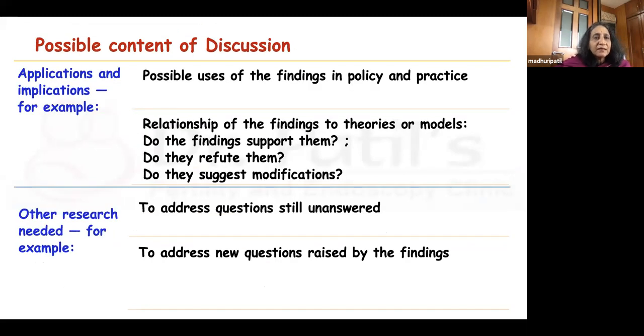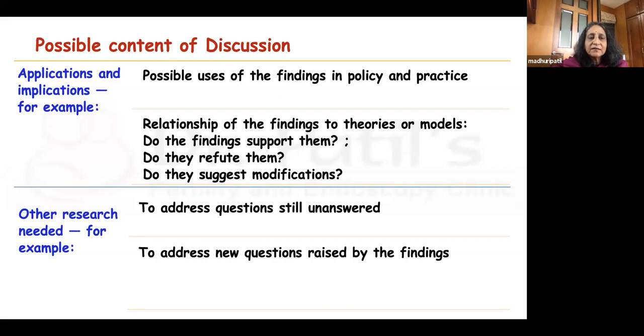And then it is also important that you have applications and implications in your discussion. These are possible uses of the findings in policy and practice, and the relationship of the findings to theories or models: do the findings support them, do they refute them, or do they suggest modification? That is, whether the question you asked and your results correlate. So what is their correlation?